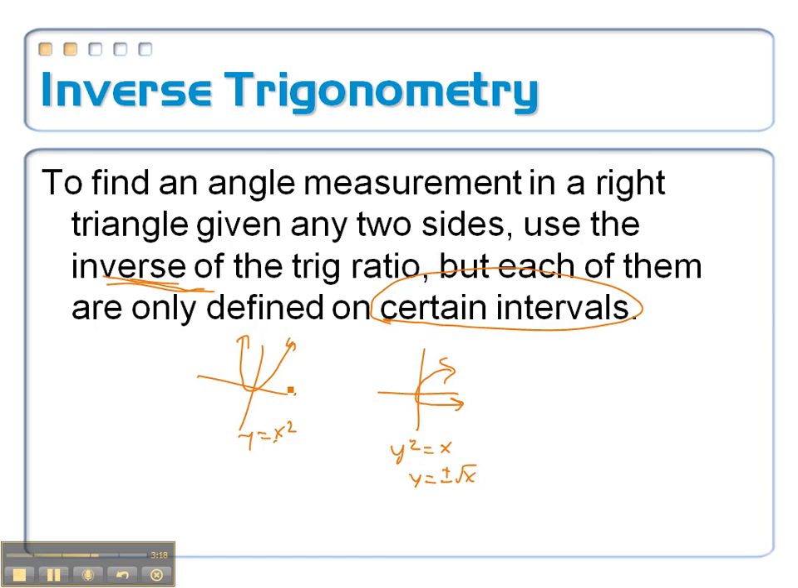So what we could do is restrict the original one and only talk about this half of it, say the positive half, where x is greater than or equal to 0. In that case, when we take the inverse, the negative one is gone, and all we would have is the top part of this graph. And then we've solved our problem. We have to do the same thing for inverse trig.